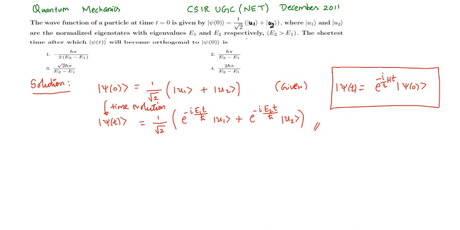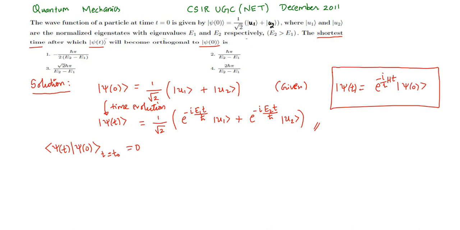So that psi, the wave function at later time t, is the answer. Now what is given next? We have to determine the shortest time t for which psi of t becomes orthogonal to psi of 0. So psi of t is orthogonal to psi of 0 for the time t = t naught, the minimum time. This means these two wave functions are orthogonal to each other at some time t = t naught. We have to calculate t naught, the shortest time.